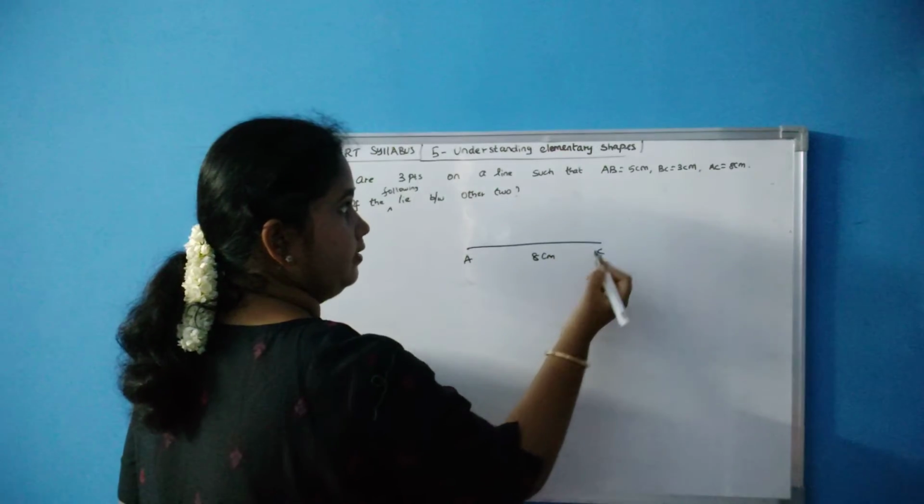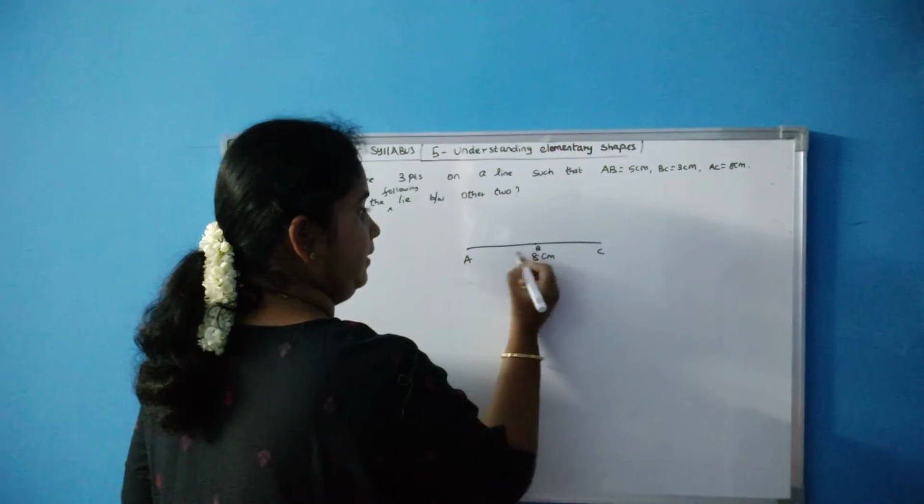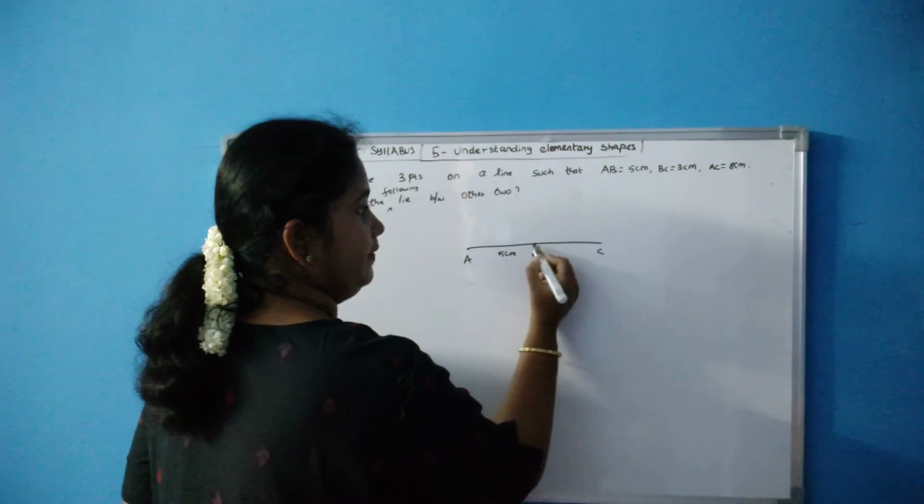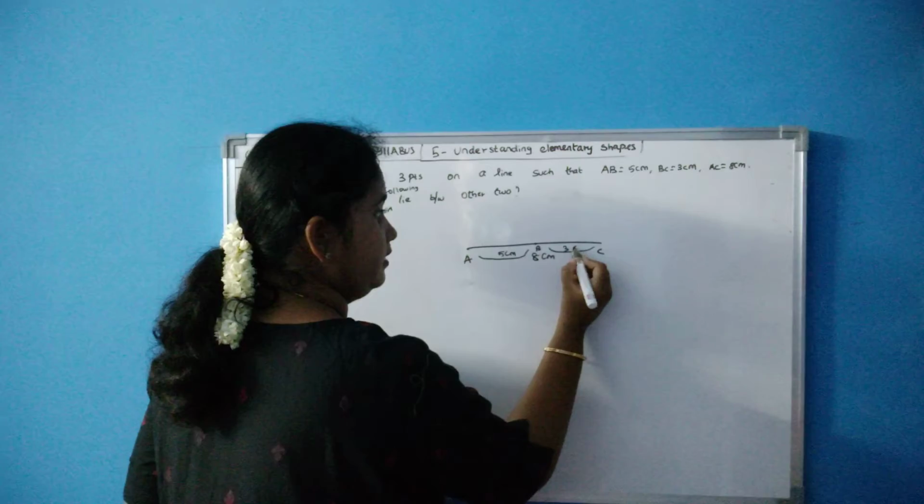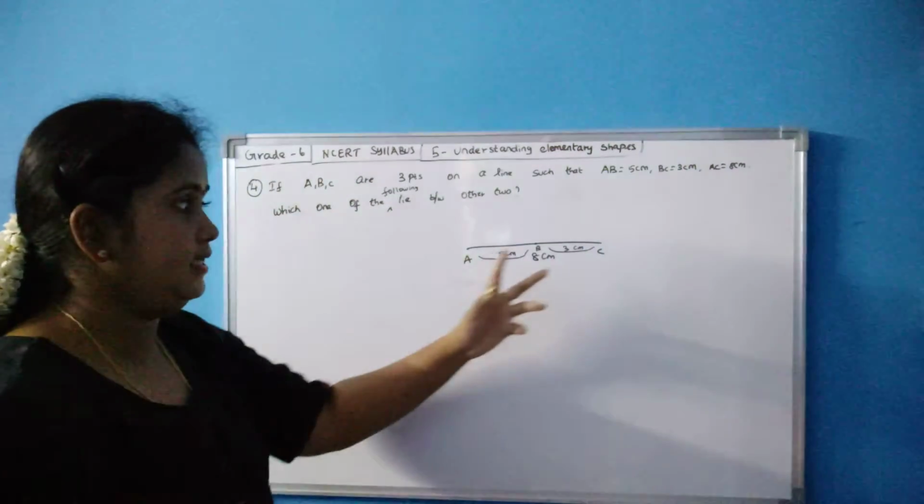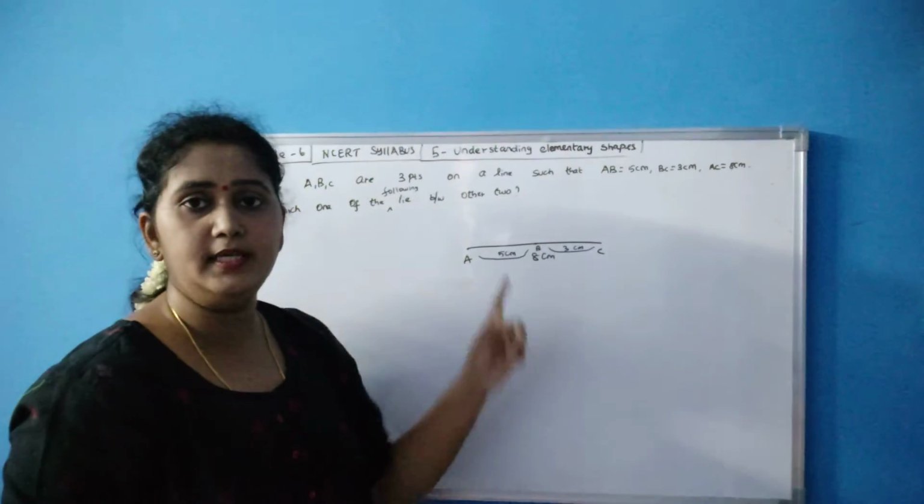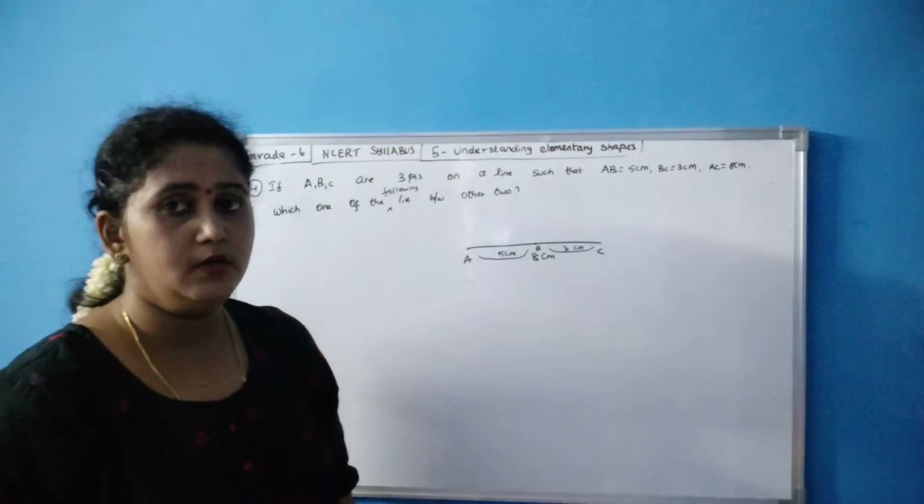8 centimeter. Now see AB. So B is in between. AB is 5 centimeter, and then BC is 3 centimeter. So till here 5, till here 3 centimeter. So totally it is 8 centimeter. So AC is the longest line in which B is in between A and C. So this is the answer for your fourth question.